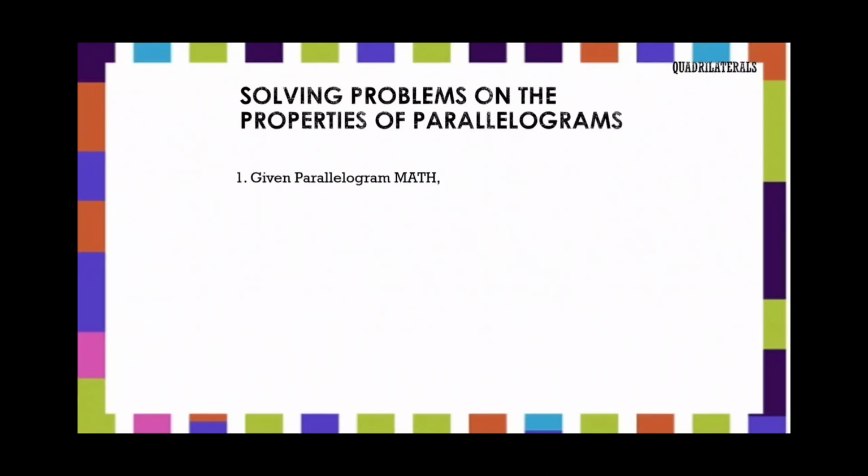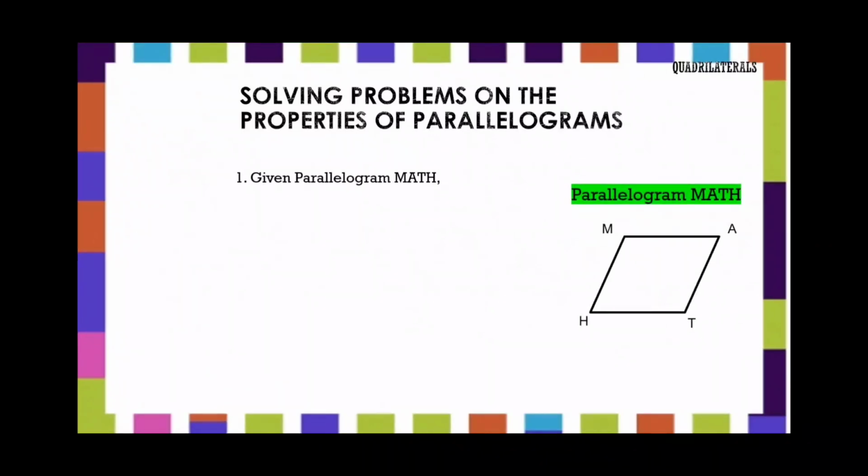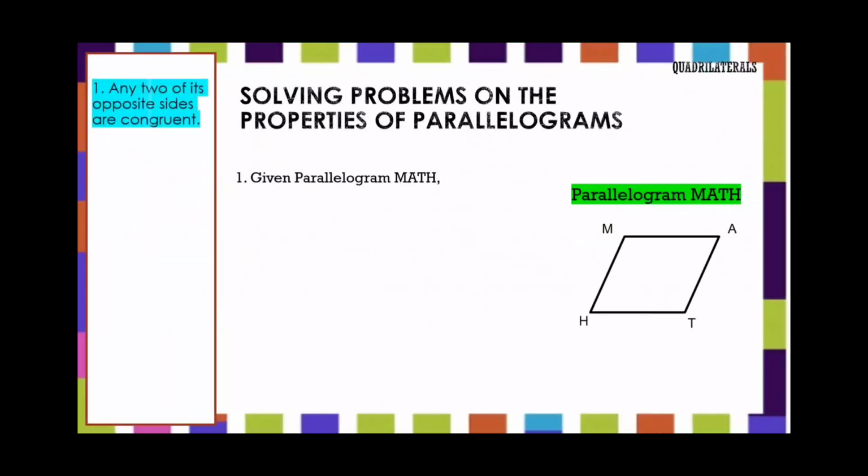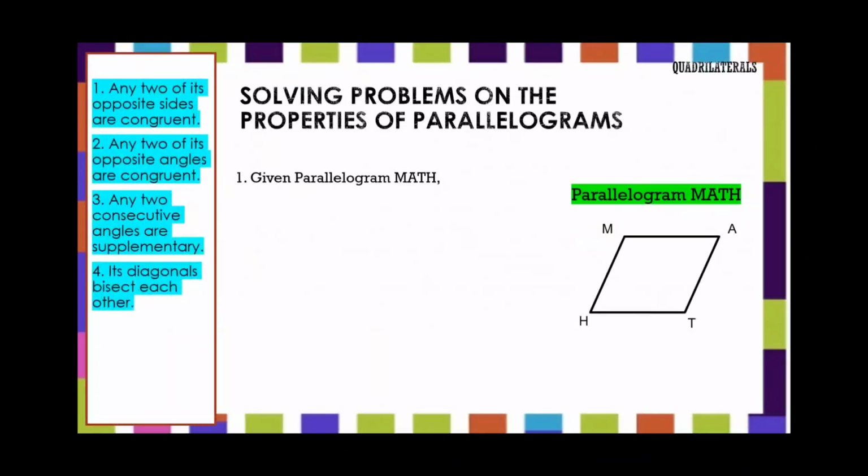So, for number 1, we are given parallelogram MATH. So, considering this figure, alalahanin natin ano-ano ba yung 5 properties na pwede nating magamit in solving the given problems on parallelogram. For number 1, if the measure of angle M is 105 degrees, what is the measure of angle T?